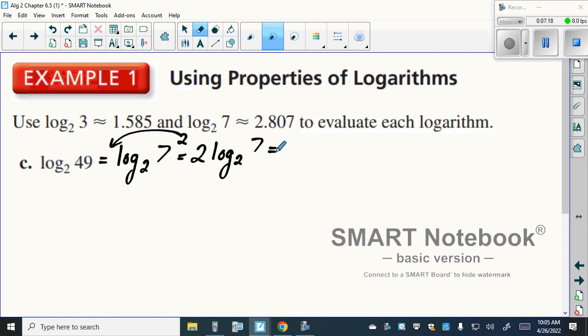Well, log base 2 of 7 is 2.807. So we're just multiplying it by 2, which would give us, I believe, 5.614. And that would be it. Any questions on any of this? We good with this?